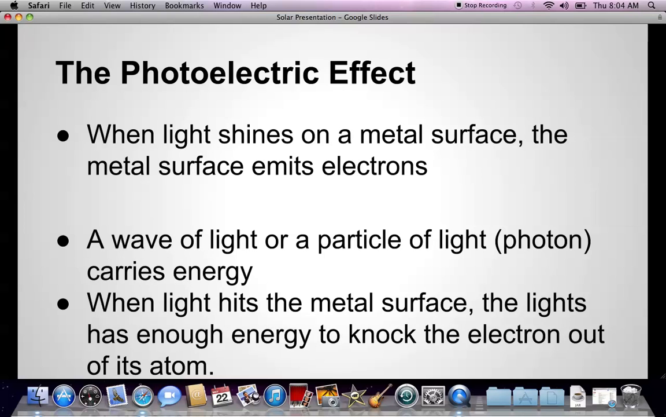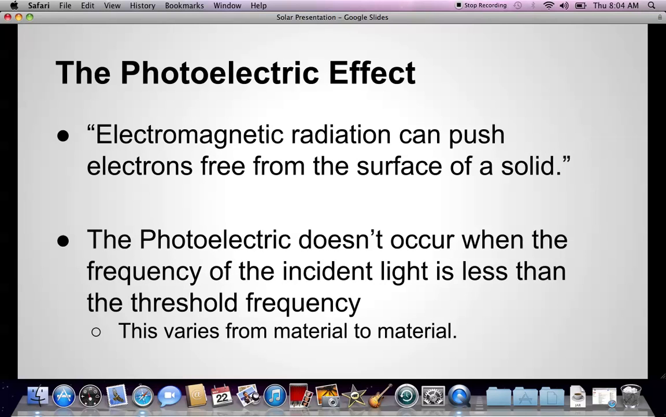A wave of light, or a particle of light, which is called a photon, carries energy, and when it hits the metal, the light has enough energy to knock the electrons out of their atoms. The second bullet point says the photoelectric effect doesn't occur when the frequency of the incident light is less than the threshold frequency. So there are some lights that do not produce energy in the photoelectric effect.